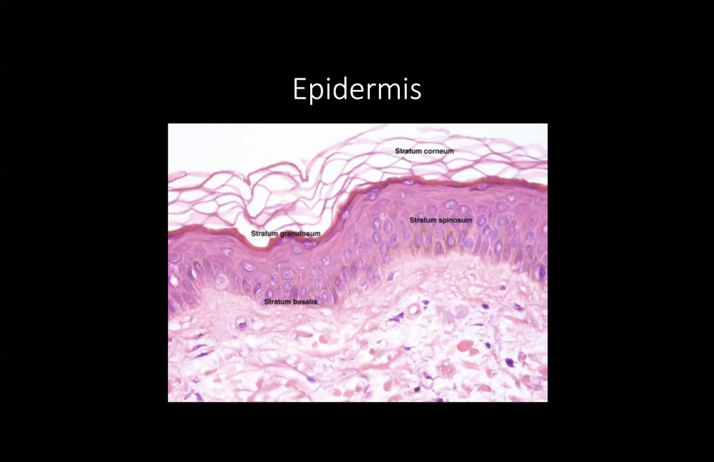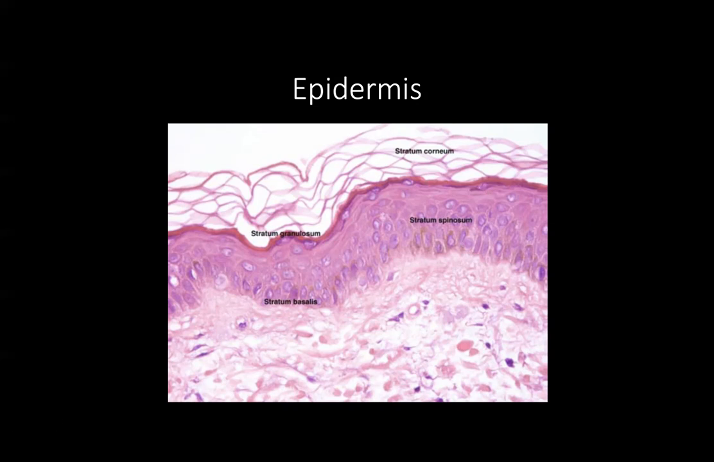Next layer is the stratum granulosum, or the granular layer. You can see these more purple keratohyalin granules. Keratohyalin granules refer to a more basophilic component of the epidermis that has a lot of a protein called filaggrin in them.